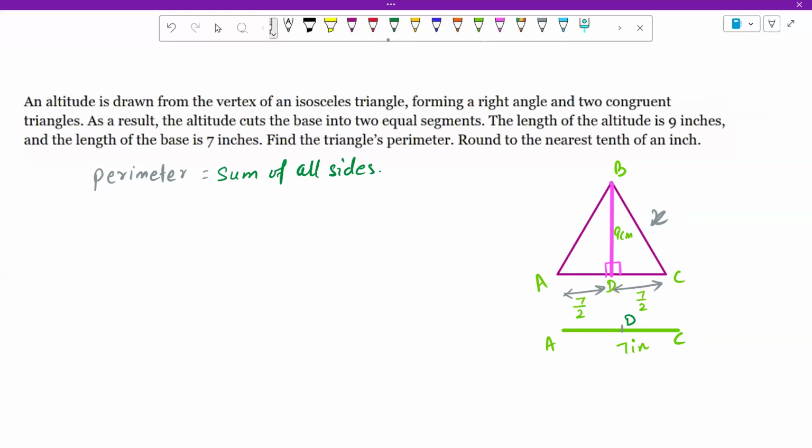They have just told that the triangle is isosceles. That means two sides are equal. Base is given 7, right? Yeah, so that is given. Now base is given, a perpendicular is given. What can we do so that we are having the side length?